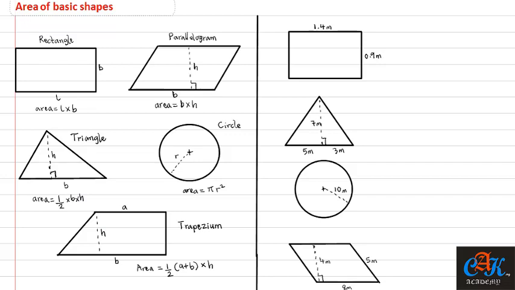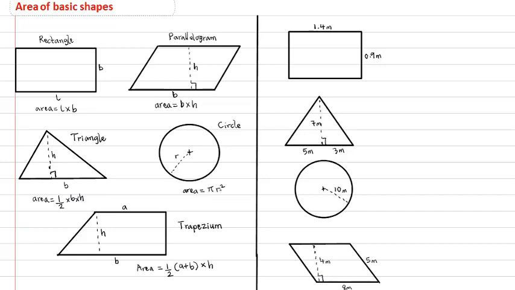Now we're looking at area of basic shapes. So this one is a rectangle now. This is the breadth, this is the length. So this is the area of rectangle, length times breadth. This is a parallelogram. The base times height. Triangle, area of a triangle, half times base times height.